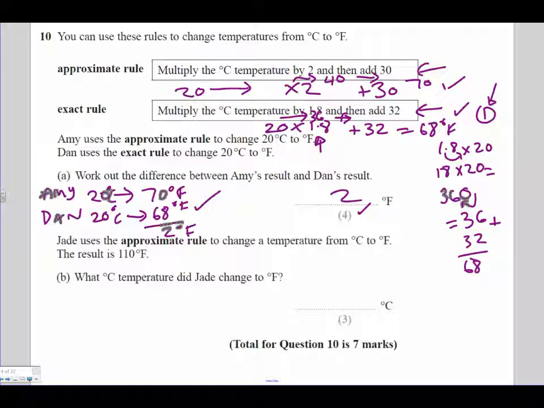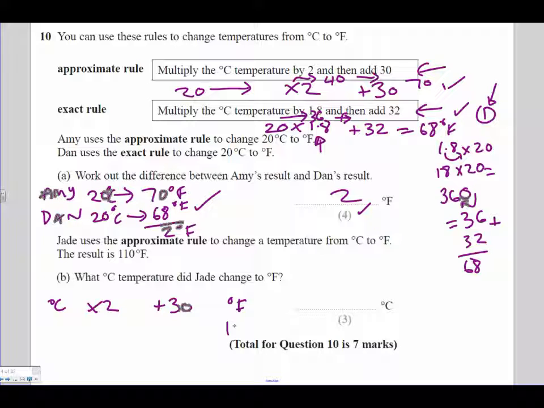Part B. Jade uses the approximate rule to change degrees C to degrees F, and the result is 110 degrees F. What degrees C temperature did Jade change to F? Well, in order to change degrees C to F, we have to multiply by 2 and add 30 to get degrees F, and that's using the approximate rule.